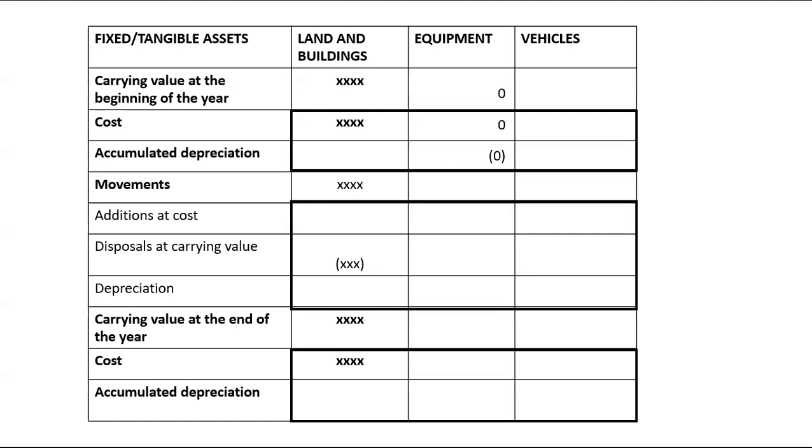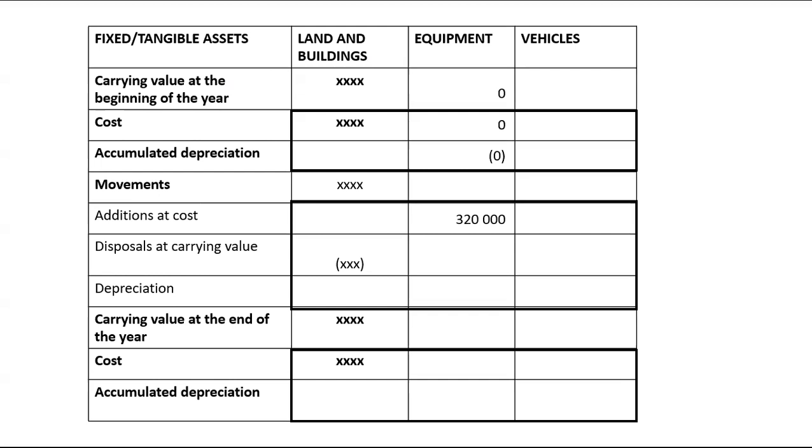We bought this equipment, even though we bought them at the beginning of the year, they were not there last year, so we can't say it's cost at the beginning of the year. It's under additions because they were bought this year. So we will put 320 for additions at cost.